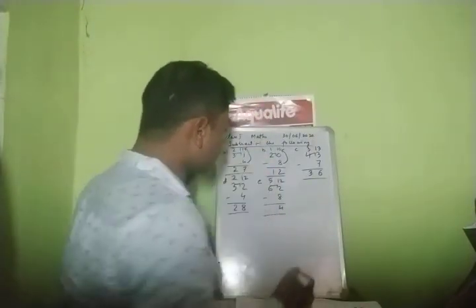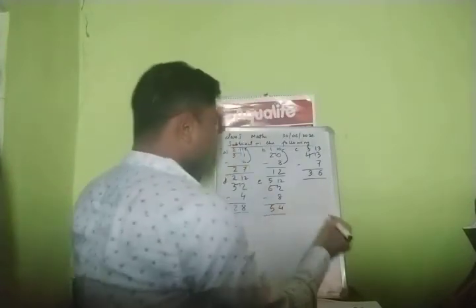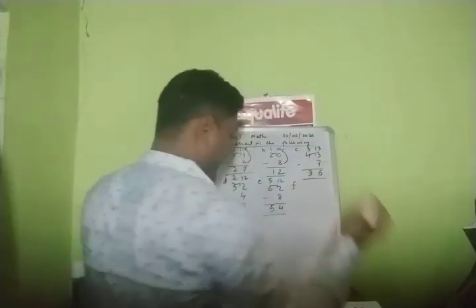From 5, nothing to give. Direct answer 5. Question number F.